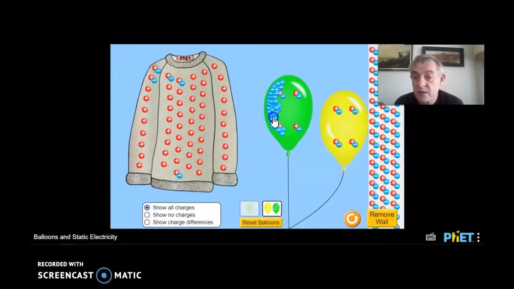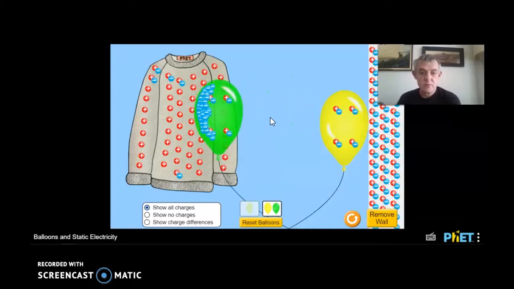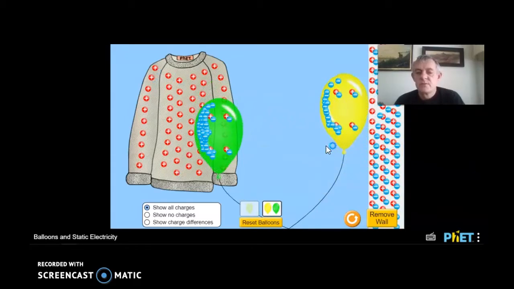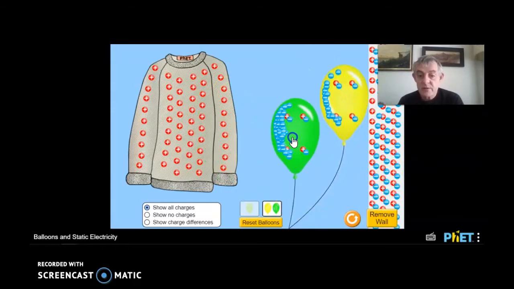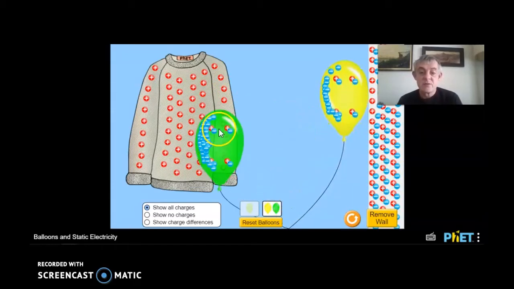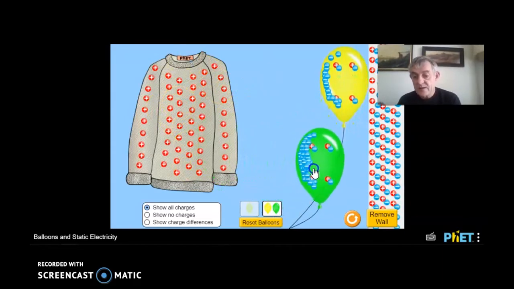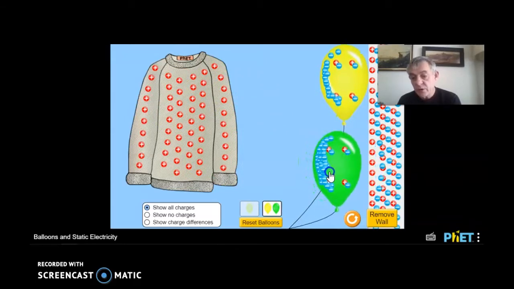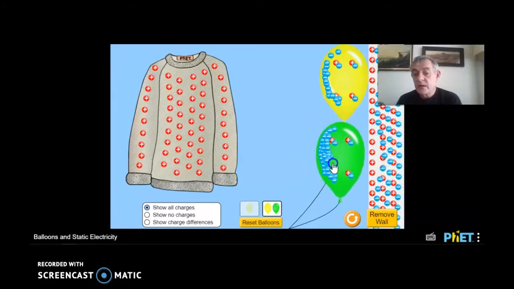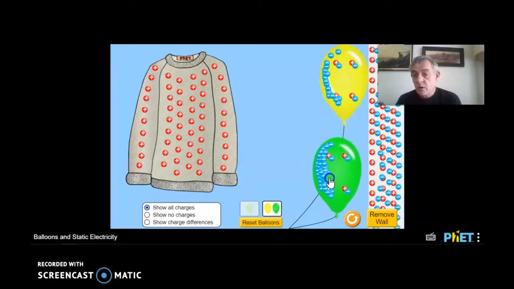Will the balloon be attracted or repulsed away from the jersey? Well, let's have a look. There we go. You can see it has been attracted to the jersey. Just play around with this so you can get an understanding that objects become charged by friction, and you will see that a negatively charged object is attracted to a positively charged object. If you bring a negatively charged object close to a neutral object, what happens to the electrons in that neutral object?